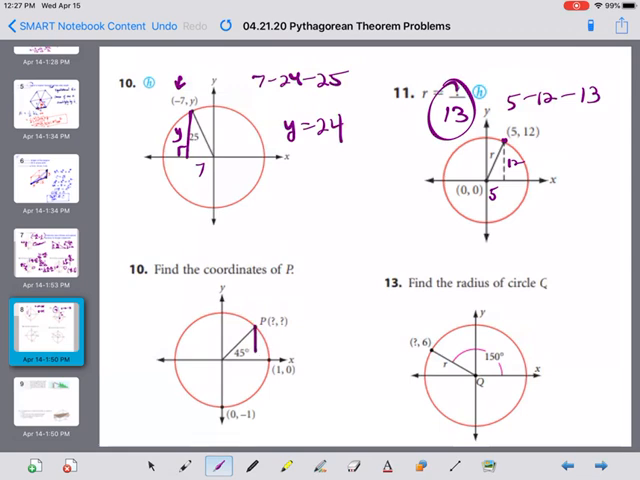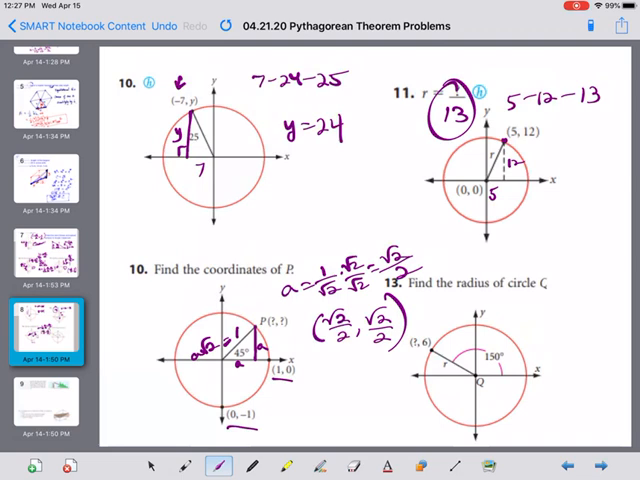Number 10, the radius is 1 based on the ordered pairs. And then this is a special right triangle. So it's a radical 2. So a equals 1 over radical 2. Rationalize the denominator, radical 2 over 2. So the ordered pair is radical 2 over 2, comma, radical 2 over 2.